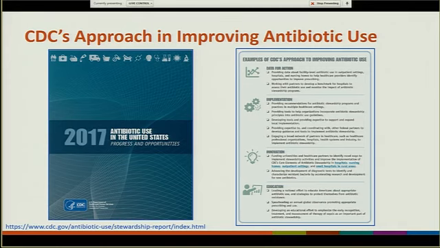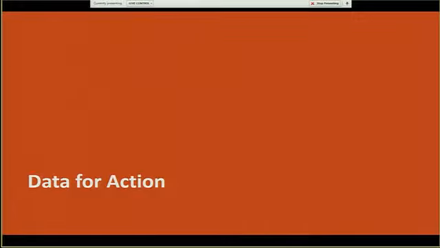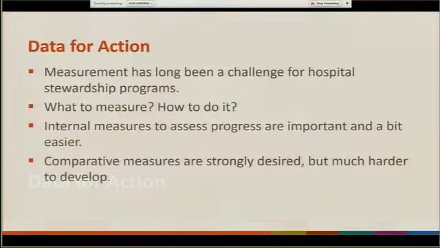For the remainder of the talk, I'll provide some examples of these approaches focused on the hospital setting, and specifically the AU option. I also want to highlight that we are in the process of updating this document for 2018, and we tentatively plan to release it later in the spring. Next slide. The first category: data for action. Next slide.